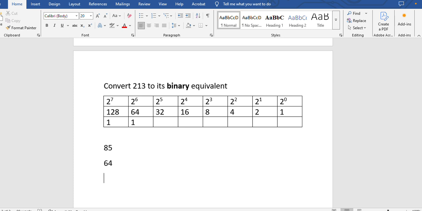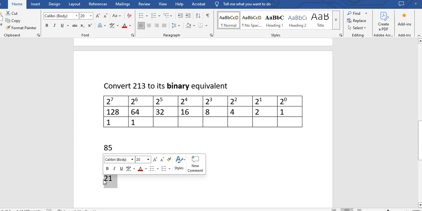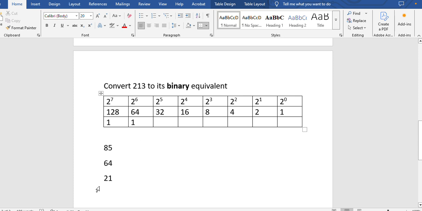And then we take 85 minus 64. I think we remain with 21. Yes, 21 is the remainder. When you subtract this one, you get 21 as the remainder. So you take this 21 and compare it with the third value here.